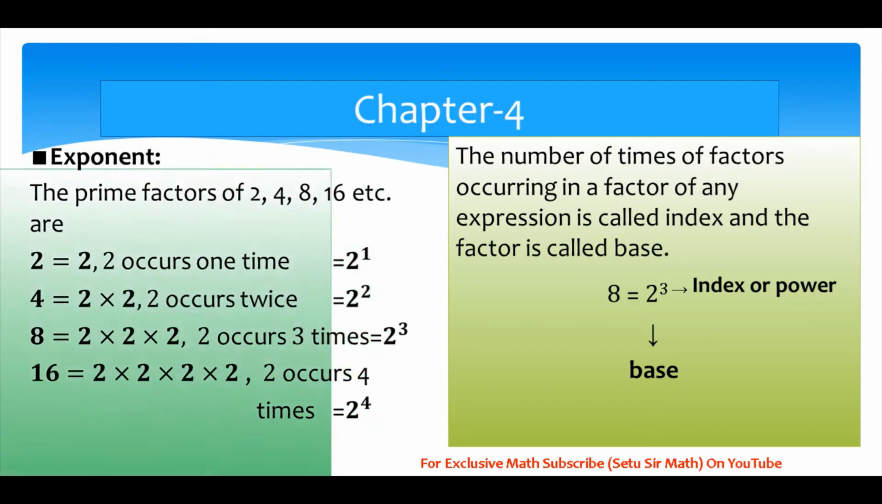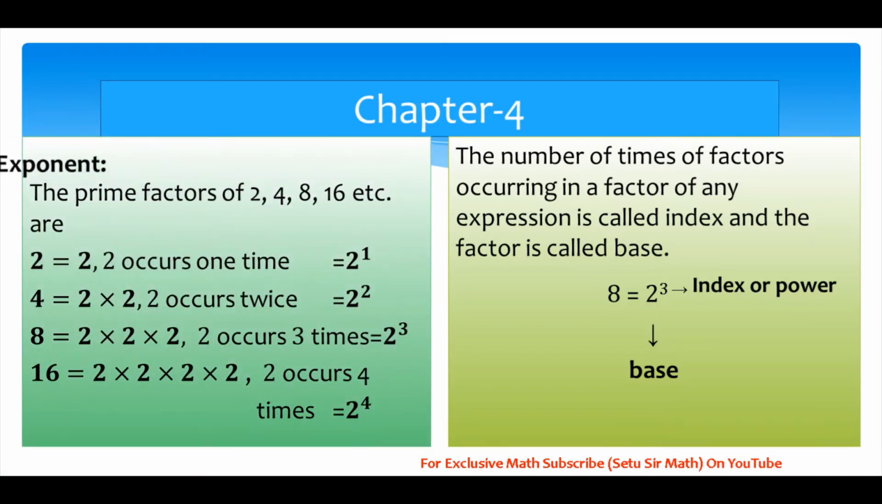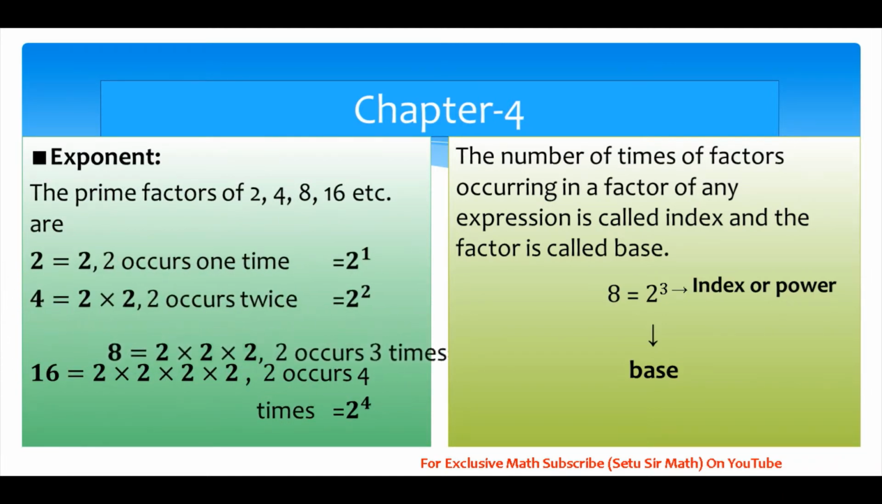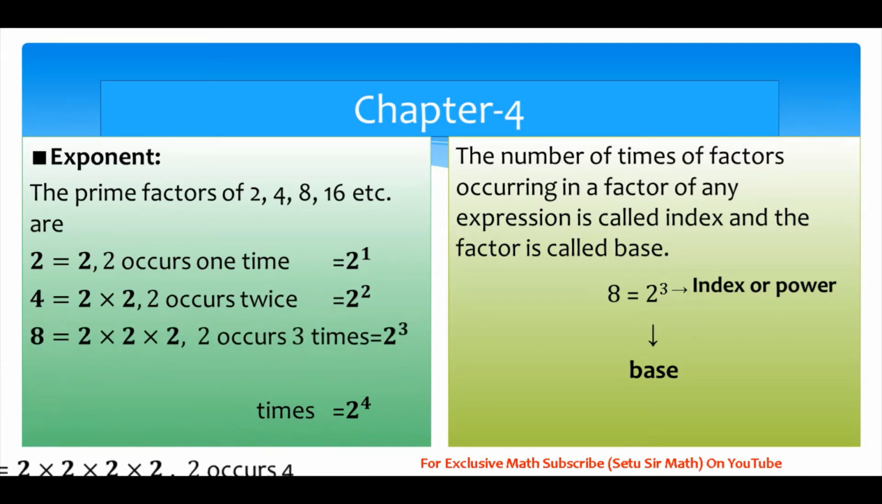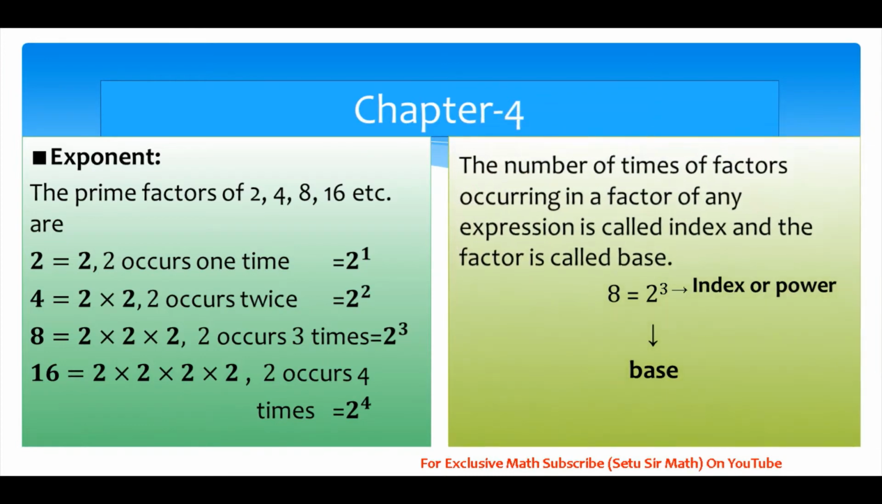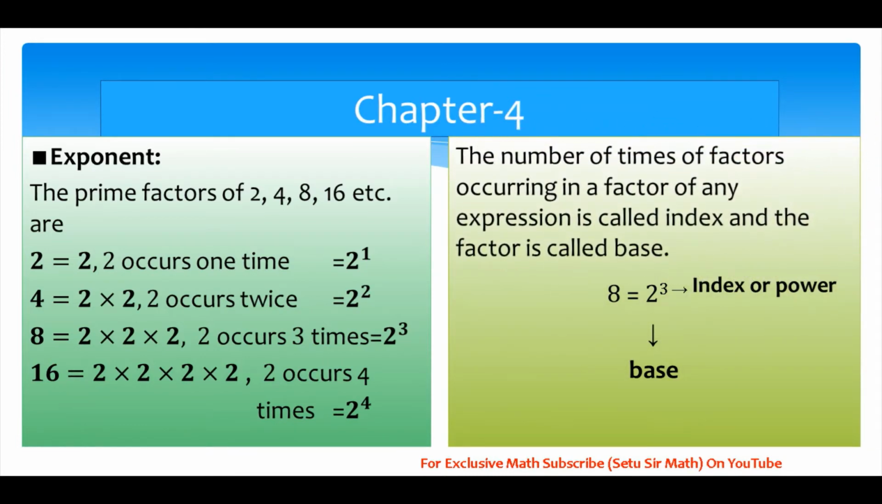That is the thing. As you can see again, exponent, the prime factors of 2, 4, 8, 16, etc. are 2 occurs 1 time, 2 occurs 2 times, 2 occurs 3 times, 2 occurs 4 times. The number of times of factors occurring in a factor of any expression is called index and the factor is called base. So in here you can see the example: 8 equals to 2 to the power cube, 3 is the index or power and 2 is the base.